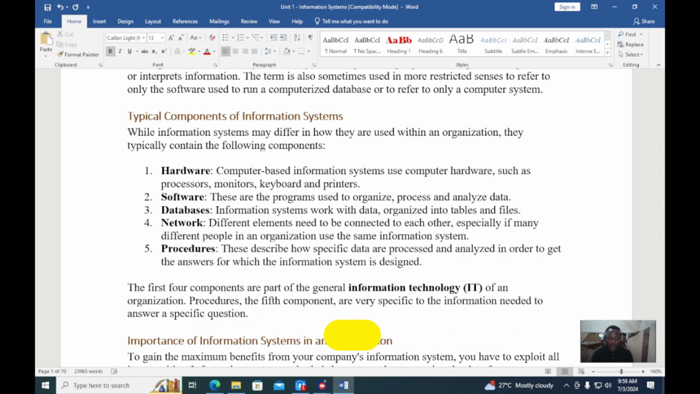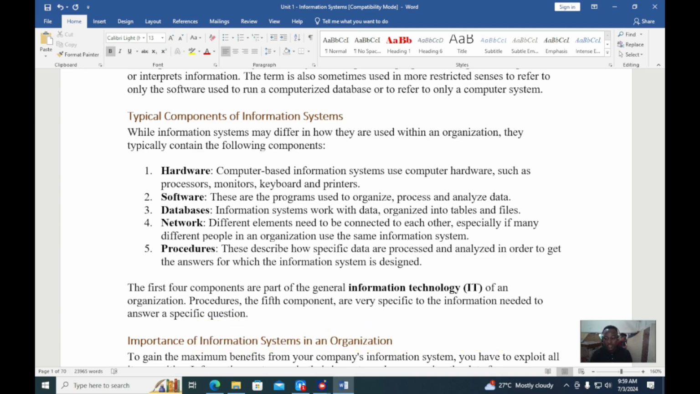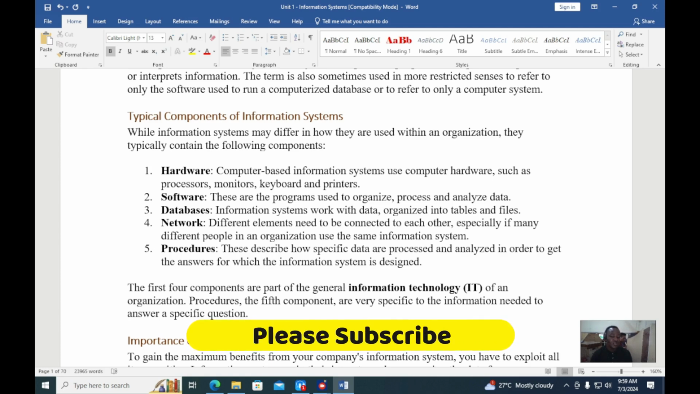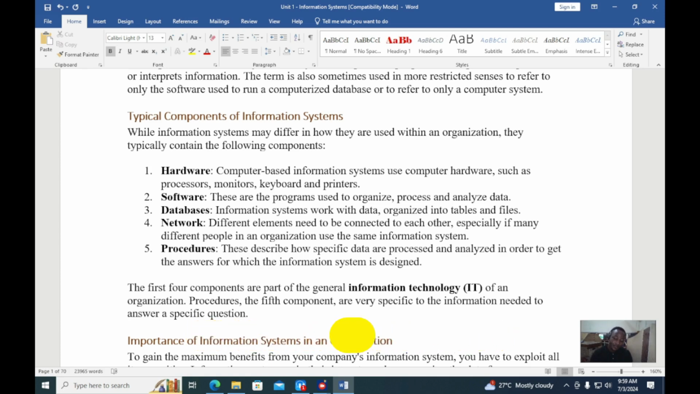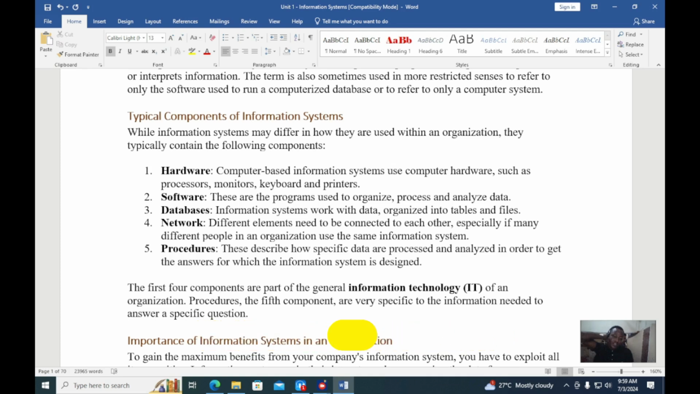Then they are also made of software. Now, software is basically programs. They are programs that we normally use to make sure that our data is organized, our data is processed, and our data is also analyzed. So when we want to organize data, process data, or analyze data, then we need to engage software for that particular ability.